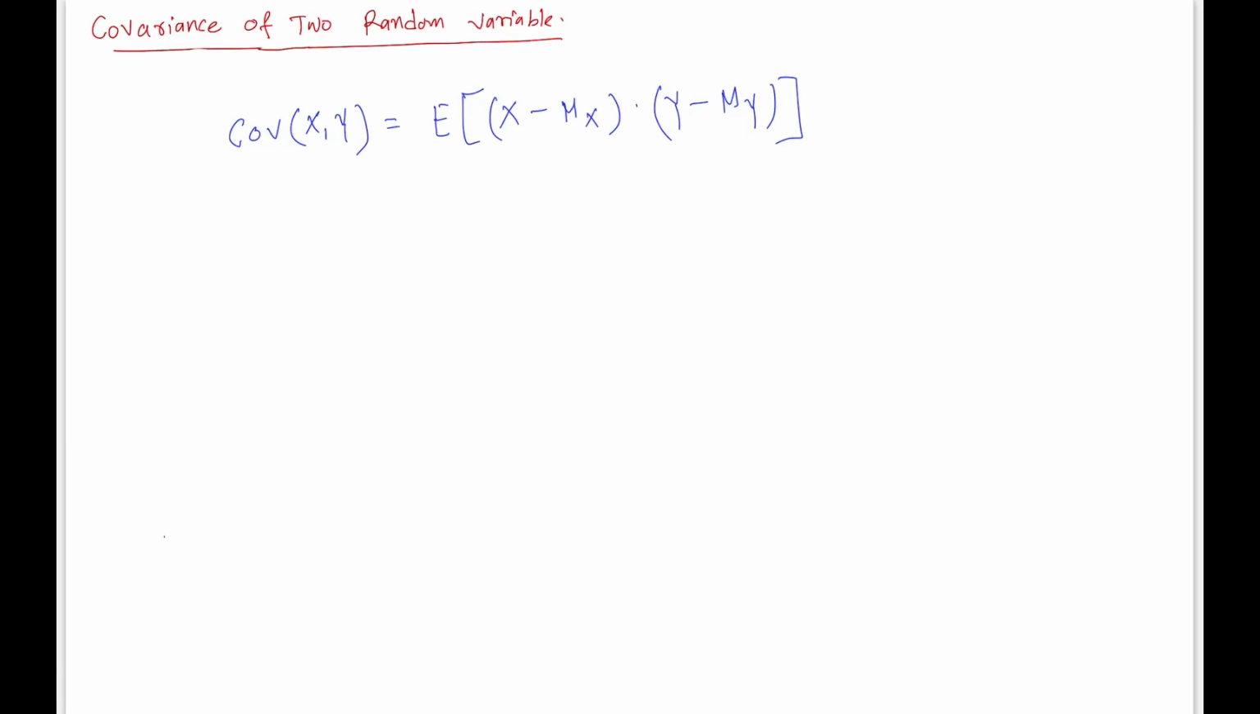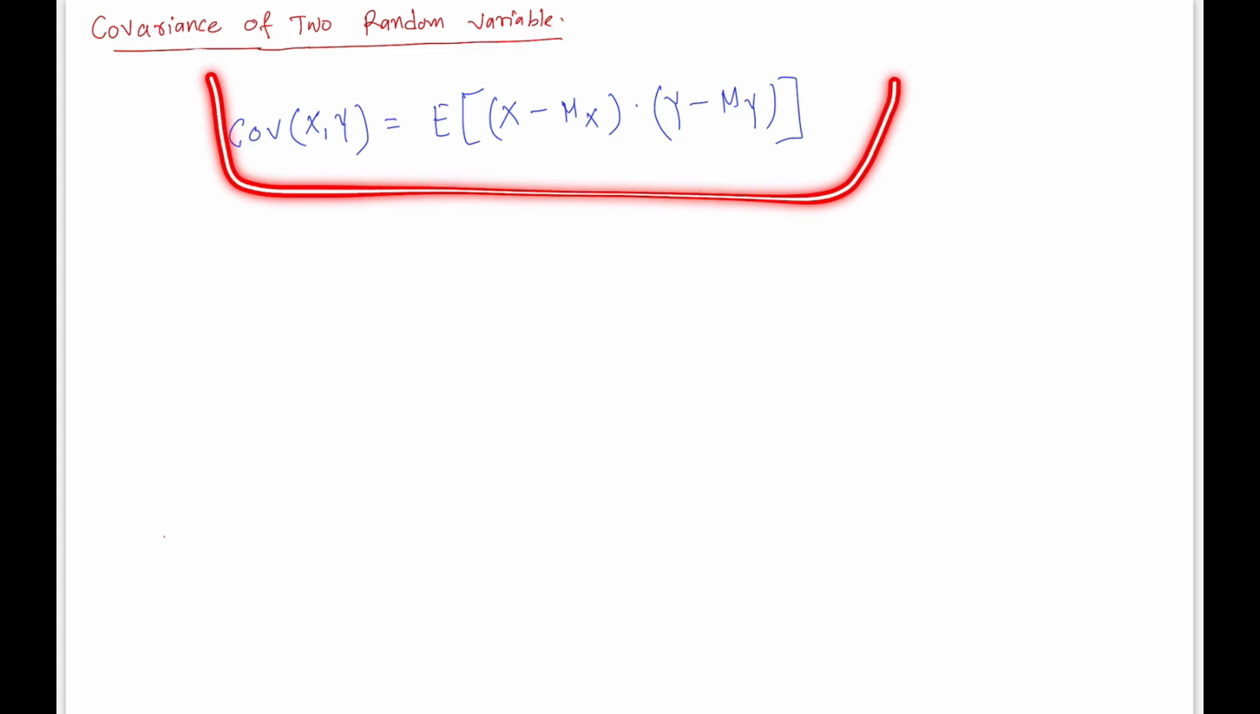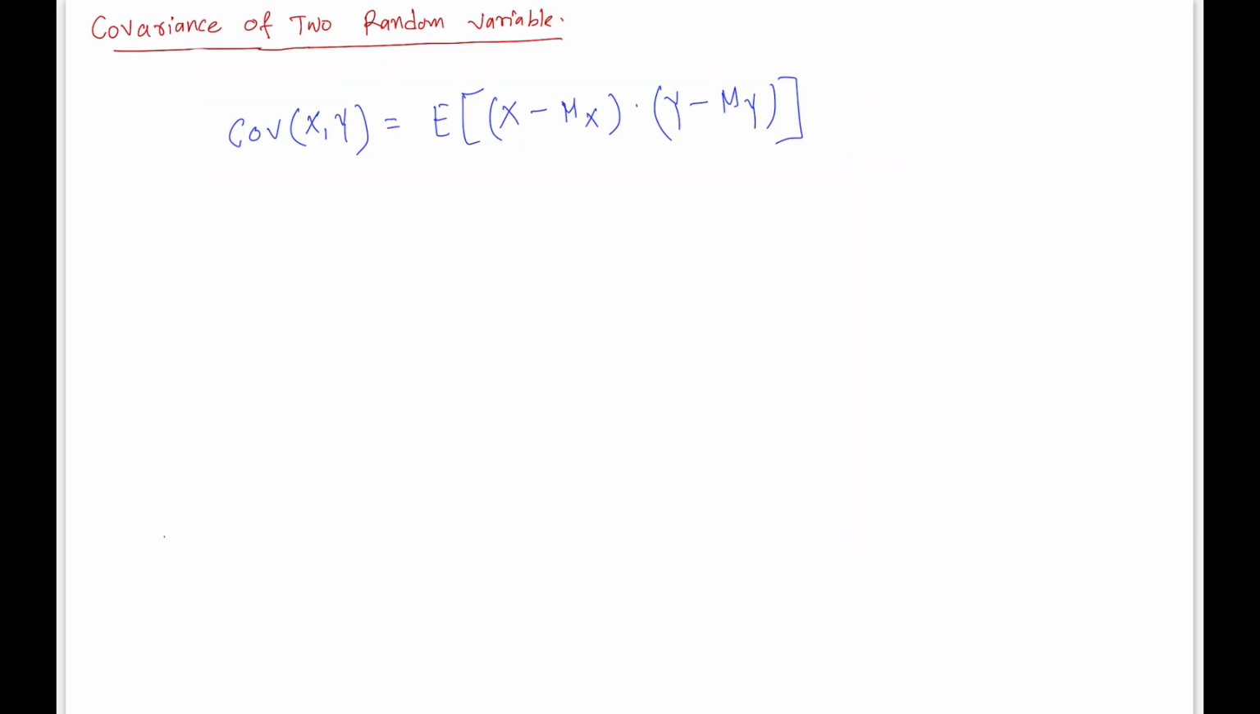In this video we are going to look at the covariance of two random variables. Covariance gives you information about the dependencies of two random variables. This is how we define the covariance of the random variables x and y.